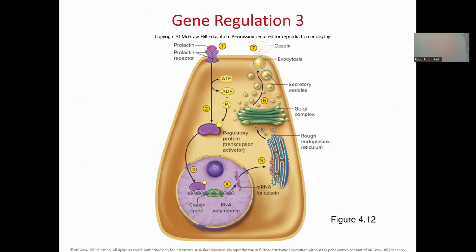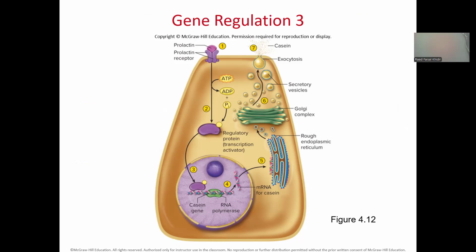Then we go to the rough endoplasmic reticulum bound ribosomes. They translate the mRNA for casein to give us the actual casein into these vesicles. Then we send it into the Golgi body. The Golgi body packages it into vesicles. Then we exocytose casein, which is going to be part of milk, and it's very important for the baby. So that shows you what happens.